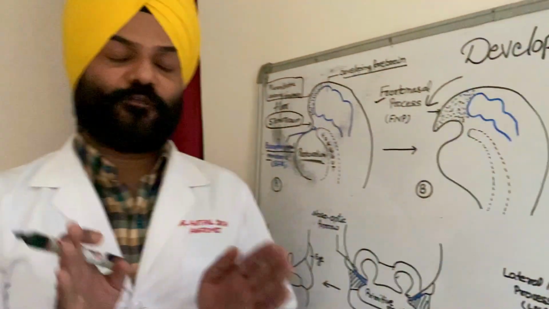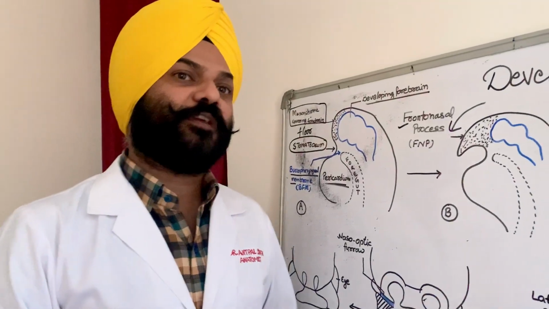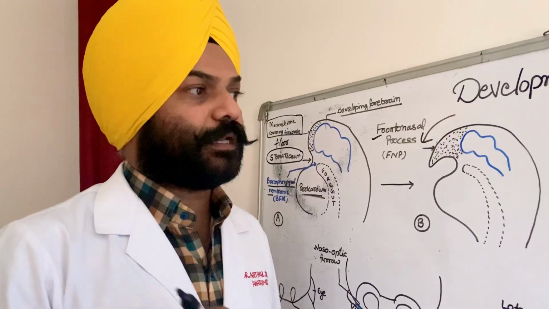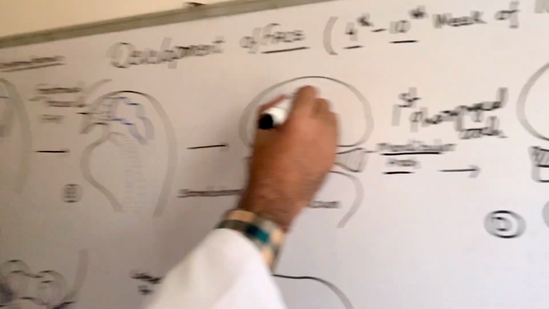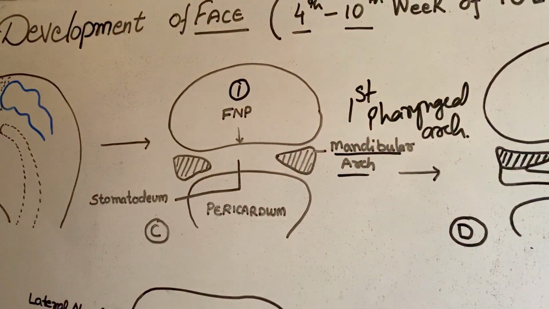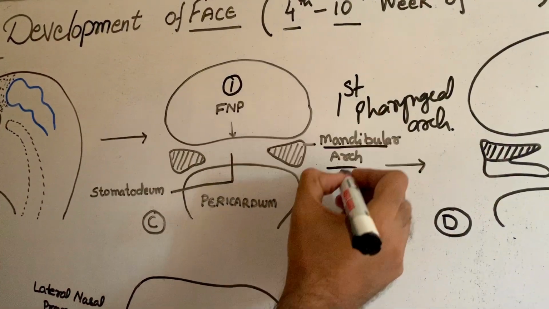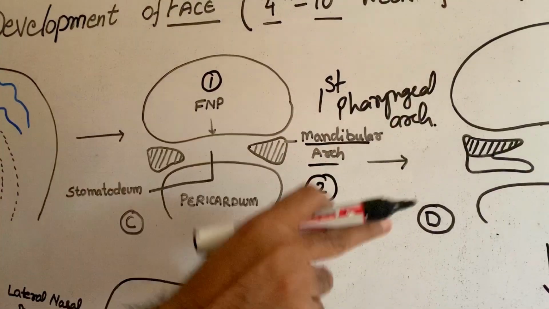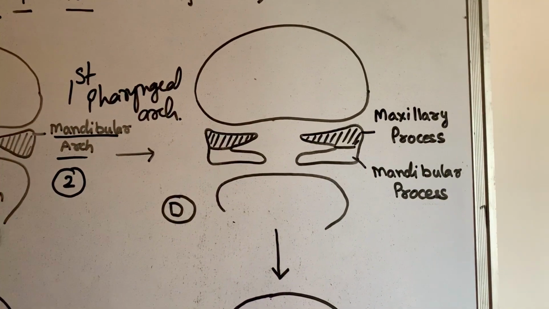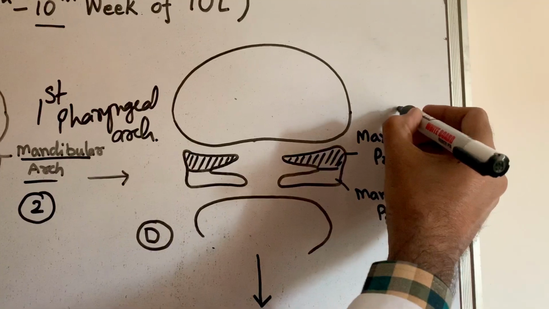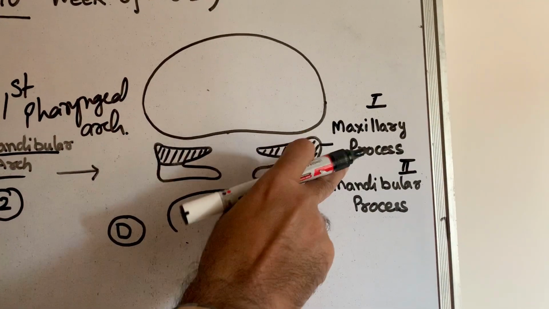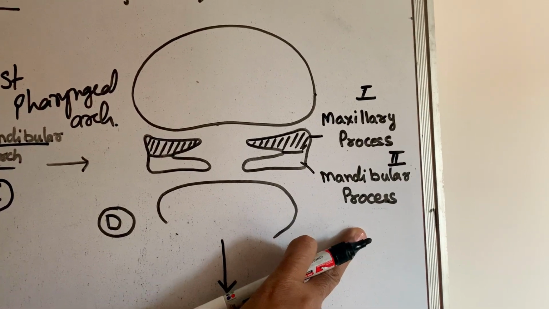The actual formation of the face develops from the facial primordia, also called facial prominences. Out of these, one is the frontonasal process, which is the unpaired prominence, and the mandibular arch, which carries the paired prominences. If you look at diagram D, the mandibular arch is divisible into the maxillary and the mandibular processes.